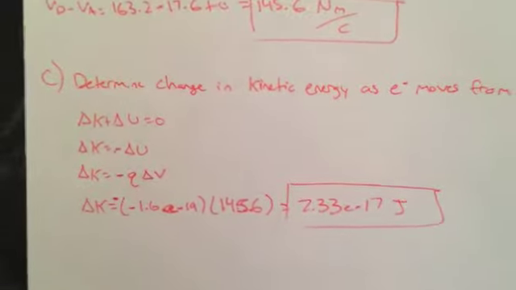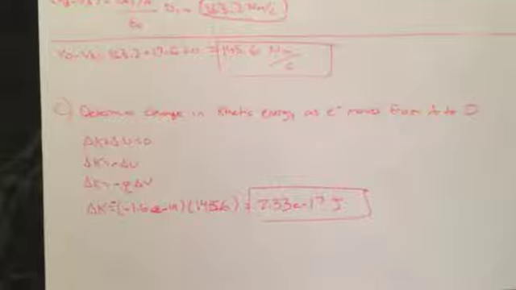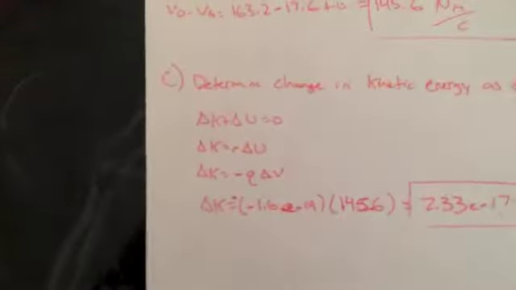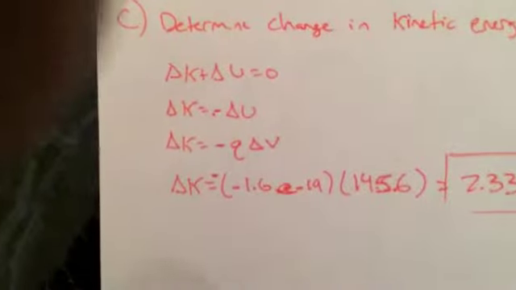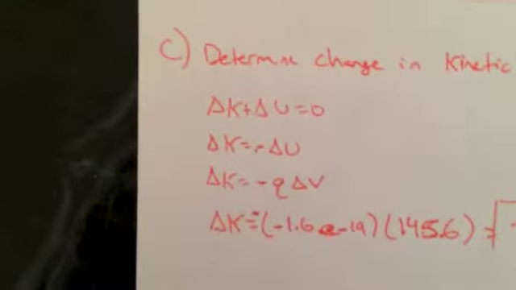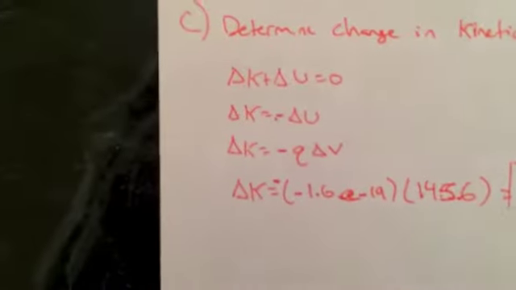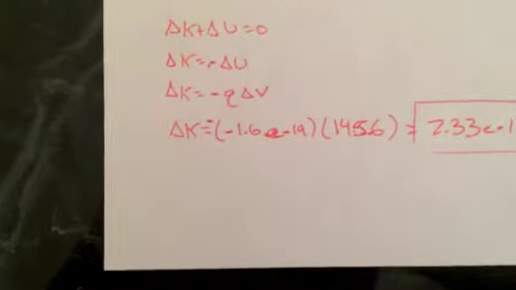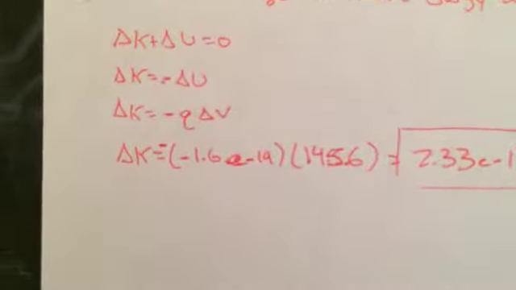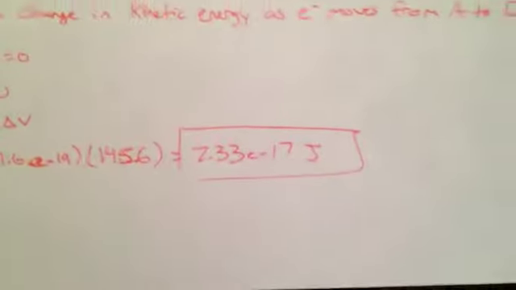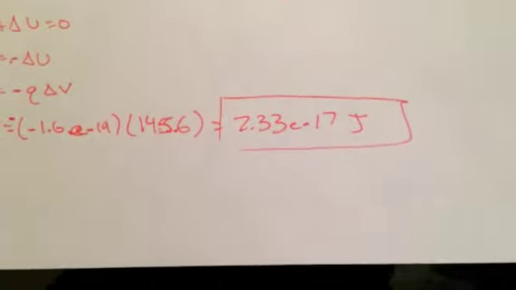And then part C in this problem says to determine the change in kinetic energy as the electron moves from A to D. Here we can go back to our conservation of energy, and we know that delta K plus delta U equals 0. So delta K is going to equal negative potential energy, and we know that potential energy is equal to Q delta V, so it's negative Q delta V in this case. We set delta K equal to negative the charge of the electron times the potential difference, and since there's a double negative, it's going to be a positive change in kinetic energy, and that change is 2.33e-17 joules.